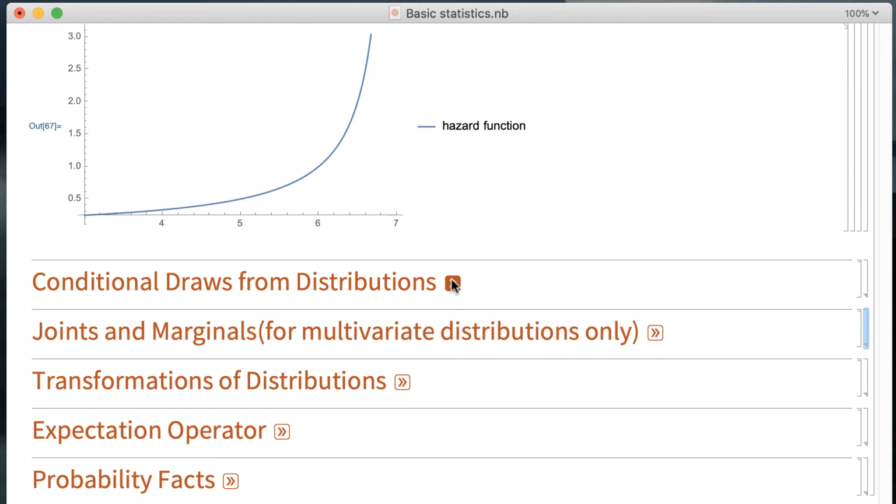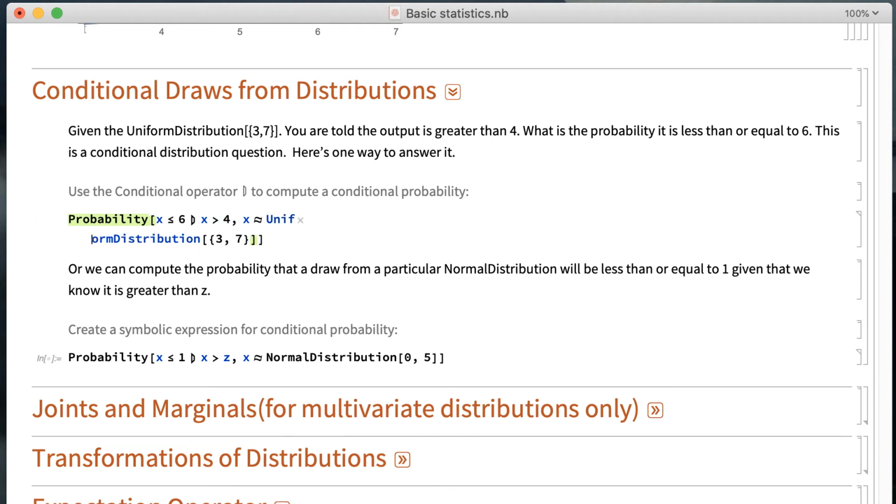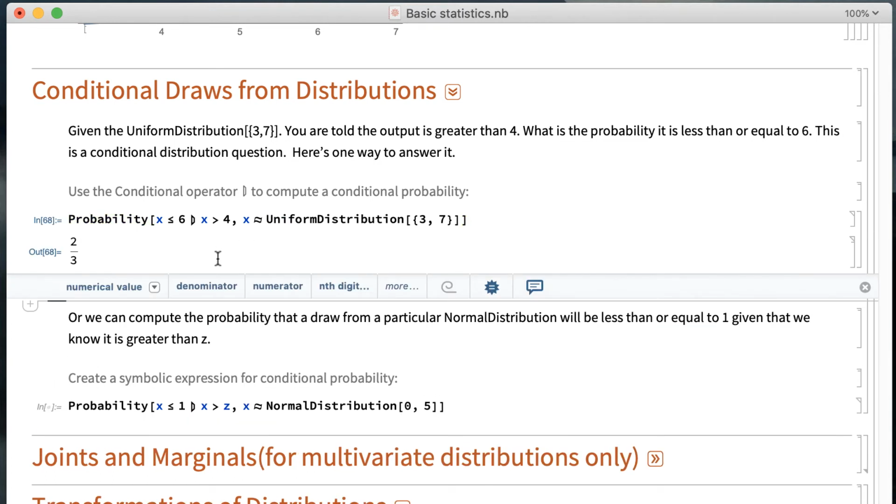Let's take a quick look at conditional draws from distributions. Supposing you've got a uniform distribution on the interval 3 to 7, but you're told that the output is greater than 4. You might want to ask, what's the probability that it's less than or equal to 6? A question like this is really about a conditional distribution where you're constraining the domain, and we can write this in Wolfram language as follows. We can say let x be distributed according to the uniform distribution on 3 to 7, and we want to know the probability that x is less than 6, conditioned on, that little bow is a conditioned on, given that x is greater than 4. If I execute that properly, we get that it's 2/3.